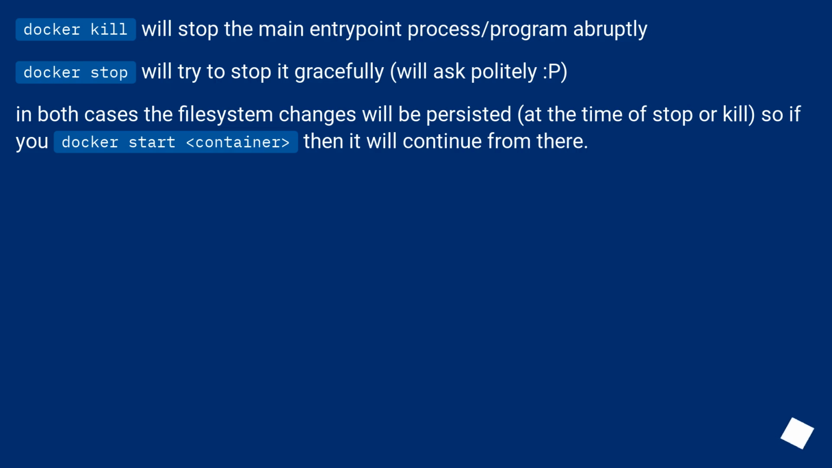Docker kill will stop the main entry point process/program abruptly. Docker stop will try to stop it gracefully, will ask politely, please. In both cases the file system changes will be persisted at the time of stop or kill, so if you docker start the container, then it will continue from there.